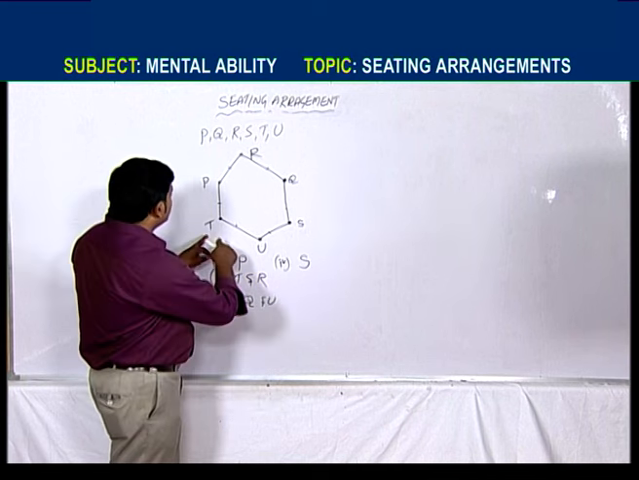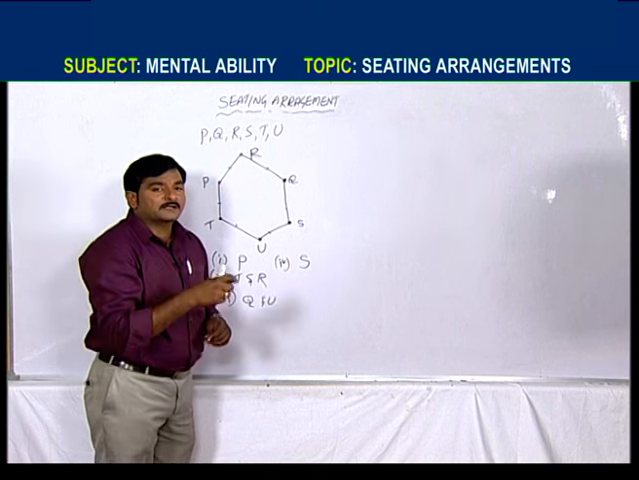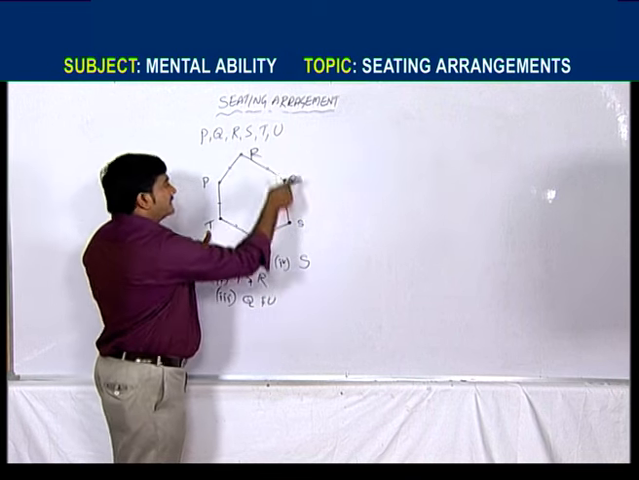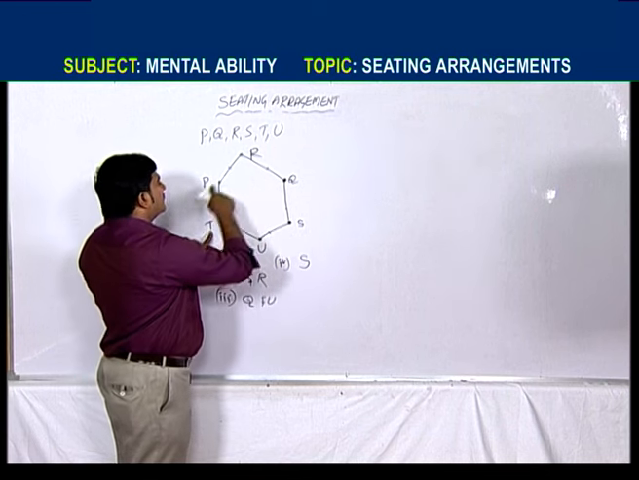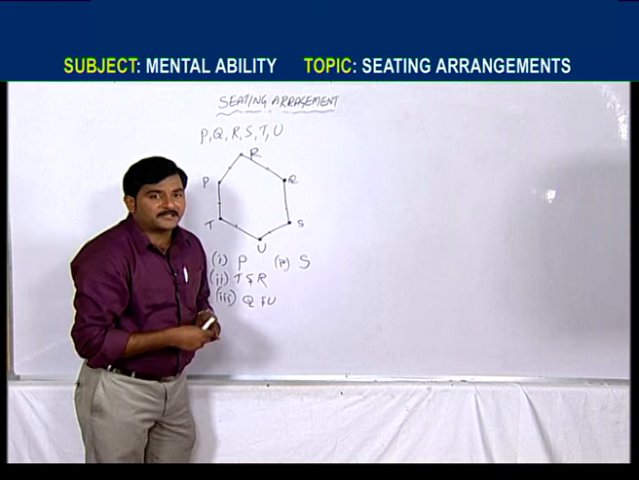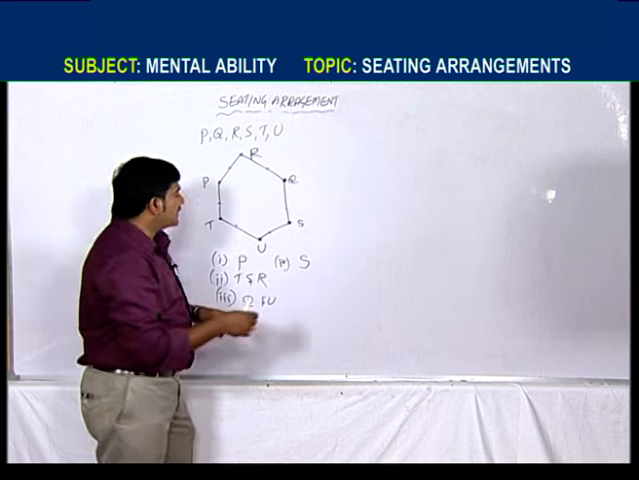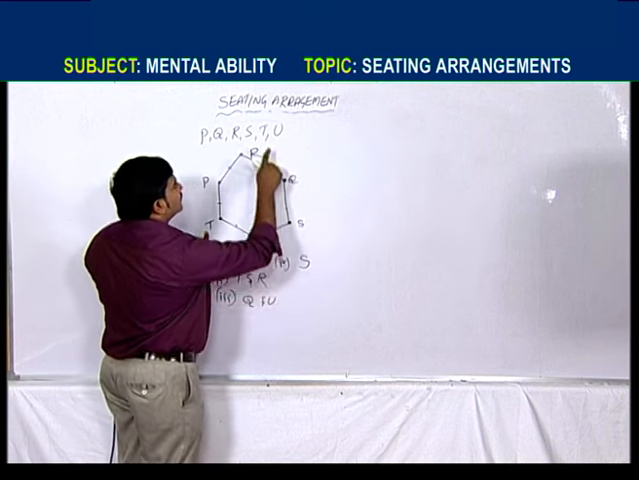But for example, let's say T and R are there. In clockwise direction, how many are there in between T and R? What you can say? Only one person is there in between T and R. If you take anti-clockwise direction, how many are there in between T and R? What you can say? U, S, Q and R.